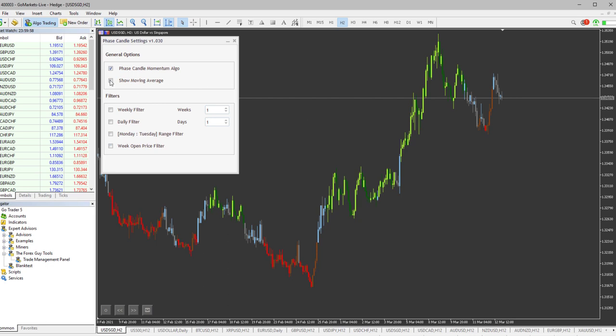So we've got that moving average option as well. This used to be in the input options, like before you load the chart, but I put it in here so you can turn it on and off. So you can just tick on and off there. And here comes the interesting part.